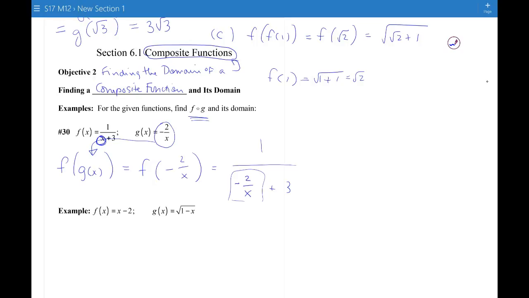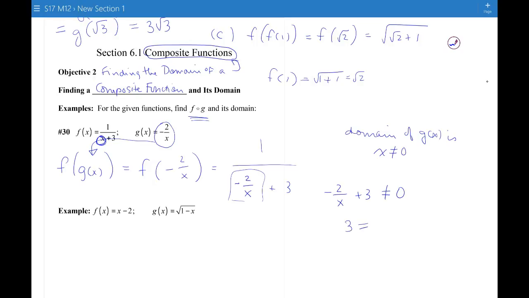Okay, so now we need to find its domain. So the domain of g of x is x just can't equal 0, right? So we definitely know we don't want x equals 0. But now look, we've made another denominator when we do the composite function. So we also need negative 2 over x plus 3 to not equal 0. All right, because we don't want 0 in this denominator either. So that's going to put a further restriction on the domain.